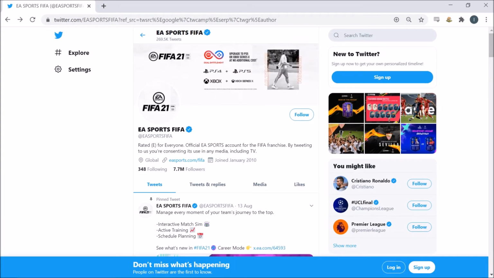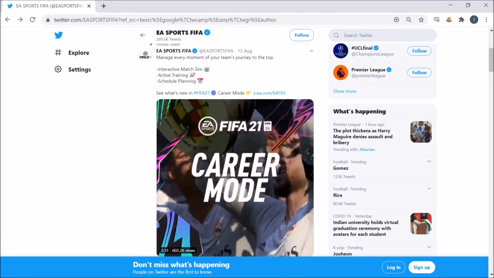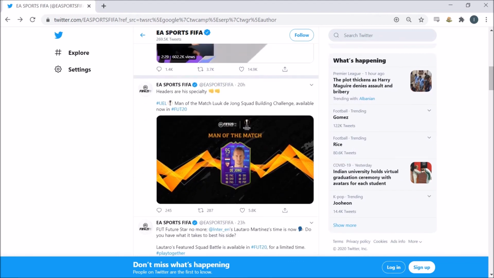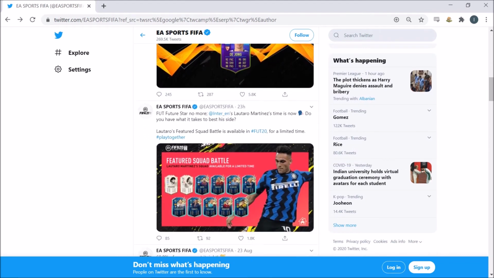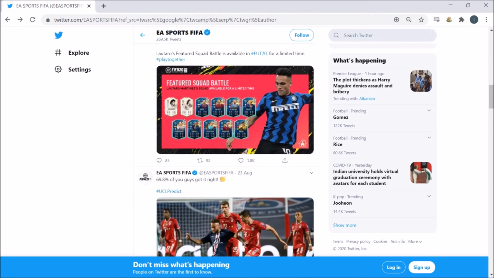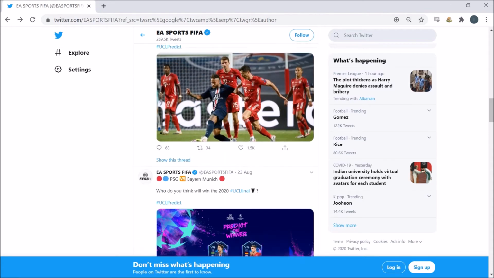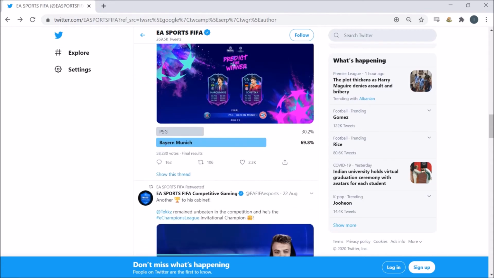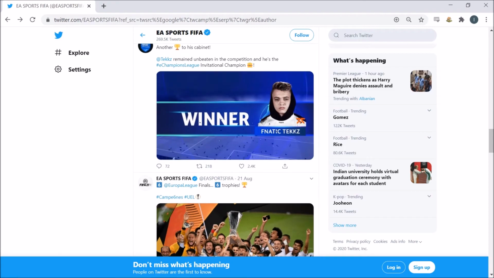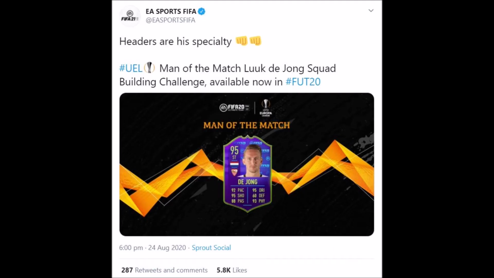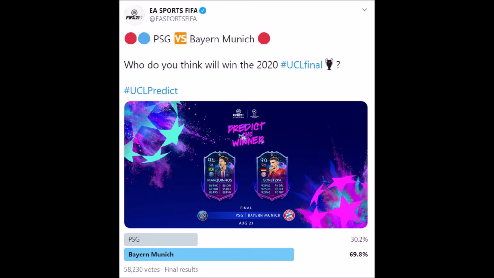So they will use Twitter to post a link to the gameplay trailer, but they will also use Twitter to post a link to events that are happening within the game, particularly within Ultimate Team, that are linked to real life events such as the Champions League final and things like that. They will also put up new cards for players that you can get in the game by playing Ultimate Team, and they will even try and get people involved by running things like polls. So here we have a poll for who people thought would be the winner of the Champions League final.